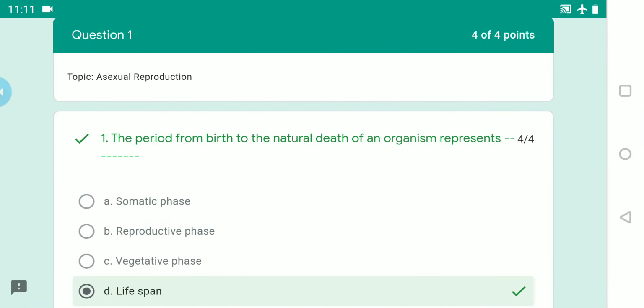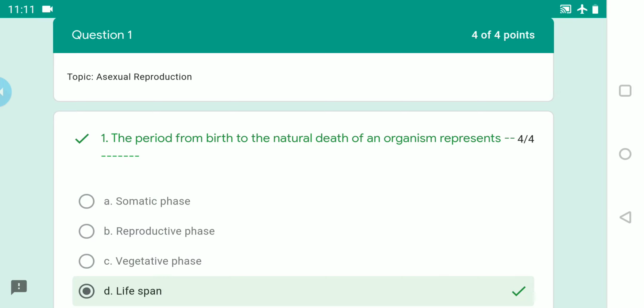Good morning, children. After the completion of the first chapter, Reproduction in Organisms, today we will start the discussion with respect to the competitive part. It is useful for NEET, CET, and all competitive purposes. So let us start the class with respect to the competitive part.